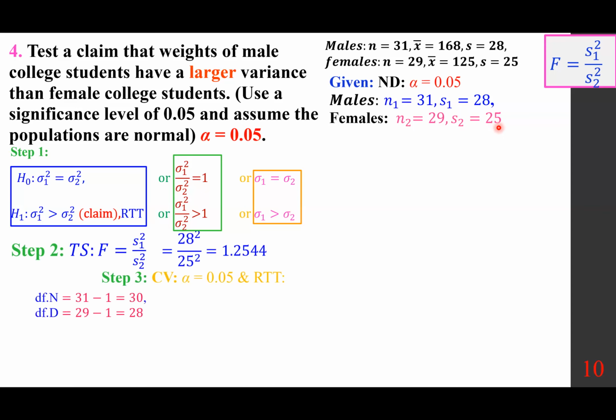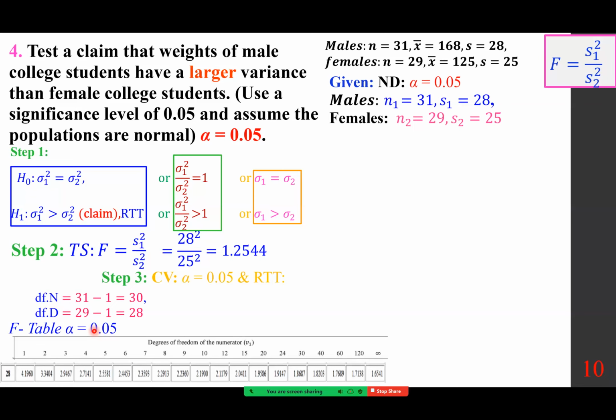Now, you need two things. You need degrees of freedom of the numerator, which is the top. N1 is 31, so 31 minus 1. For the bottom, N2, 29 minus 1. So degrees of freedom of the numerator is 30, and for the denominator is 28. So when you go to the F table, the F table has various alpha values. Alpha equals 0.01, alpha equals 0.05, alpha equals 0.1. The very first thing you choose is the proper alpha. Alpha is 0.05.